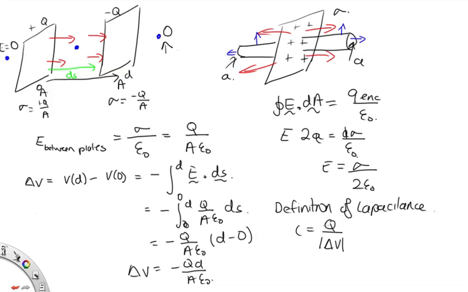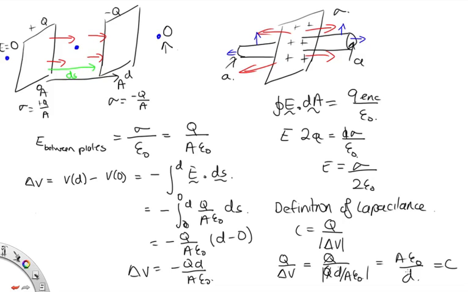and a negative plate with charge negative Q on it. Now, what we can do is we can actually work out an expression for the capacitance in this case, because we've got that Q over delta V is equal to Q over QD over A epsilon naught, and that is equal to A epsilon naught on D. So the capacitance for two parallel plates is given by epsilon naught A on D.